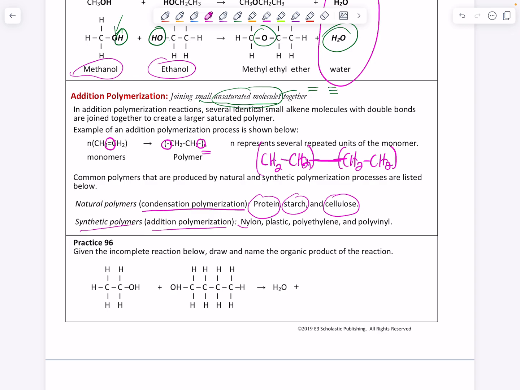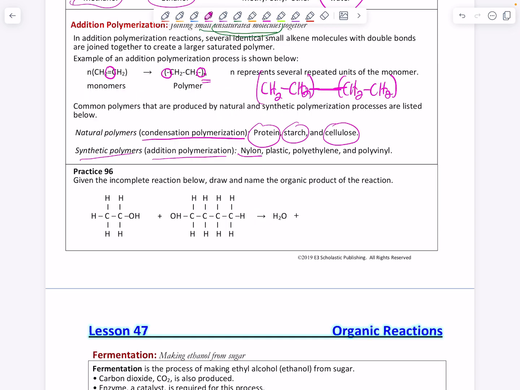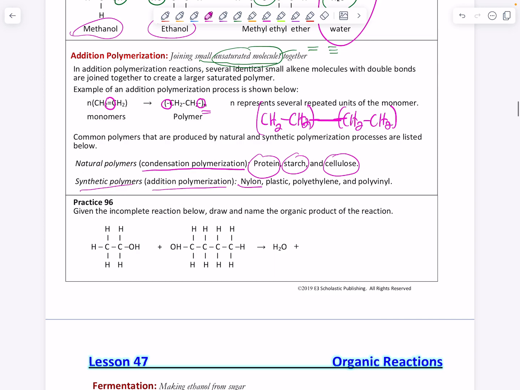All right, so this practice, it says, given the incomplete reaction below, draw and name the organic product of the reaction. So again, see if you can do it on your own using the notes up here as a guide.